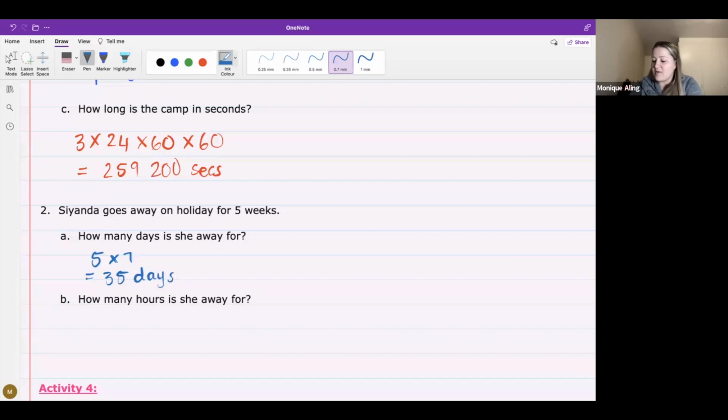And how many hours is she away for? We need to convert those days to hours. So we are going to times by 24. You can start from scratch, or you could say 35 days times by 24. So we could say our 5 weeks times by 7 times by 24, or because we already know the days, 35 times by 24, which gives you your 840 hours.